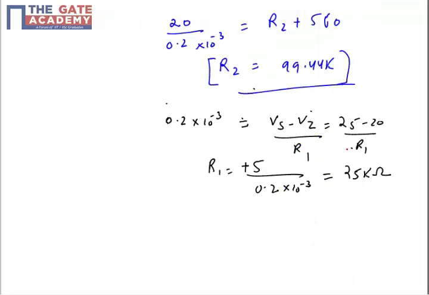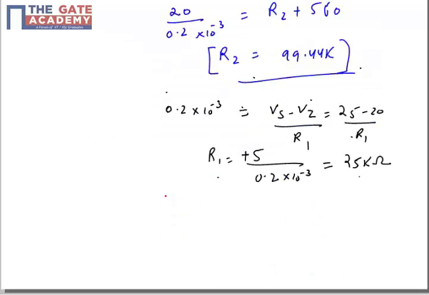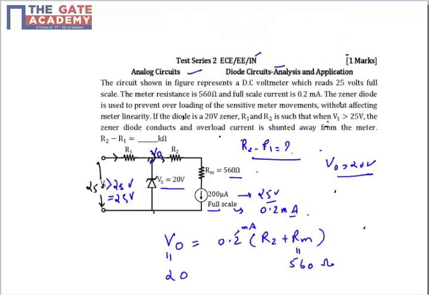So the value of R2 is coming out as 99.44 kilo ohm and R1 is 25 kilo ohm. What we need to calculate is R2 minus R1, which is 99.44 minus 25, which is 74.44 kilo ohm. So R2 minus R1 will be 74.44 kilo ohm. That will be the answer of this question. Thank you.